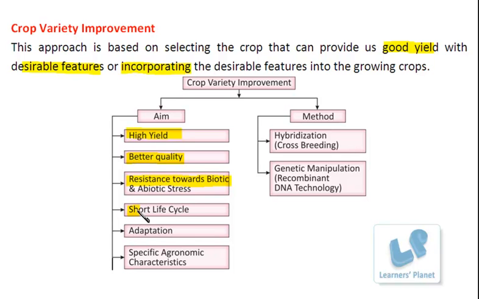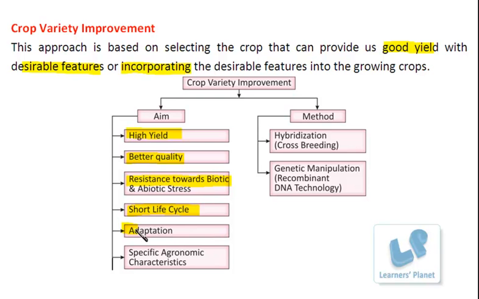Then the next thing is, those plants are selected which have a short life cycle, right? Short life cycle, so that they can complete their life cycle in a short duration, and due to this, multiple cycles could be followed in the same season in the same piece of land. Harvesting could be done twice or thrice in the particular area if the crop has a short life cycle. So those crops or seeds should be selected which have this short duration of the life cycle.